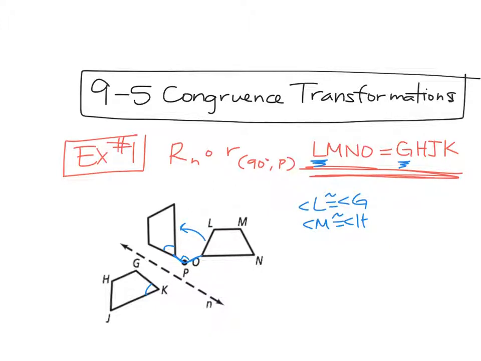Same thing goes with the segments. Which segment is congruent to LM? LM is congruent to GH. LO would be congruent to what? GK. Okay, so that's the first part of it, is just recognizing that even after you do these reflections, rotations, all of that, you still have corresponding parts that are congruent, and just figuring out what those corresponding parts are that are in fact congruent, okay?